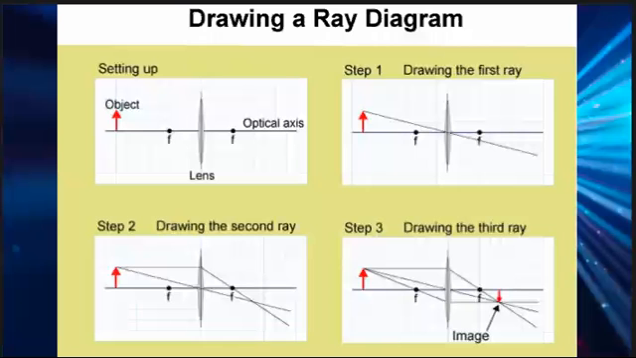Next, the light ray passing through the near focal point emerges parallel to the axis. So what do we have here? It passes through the focal point and then makes a parallel line. The intersecting lines is where the image is formed. Is that clear? I think that's very familiar.